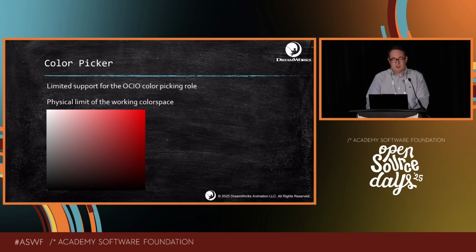Within OpenColorIO, there is the color picking role, and this also aided in the effort of restricting surface colors. However, not all DCCs support that color picking role. And in some cases, there needed to be a physical limit on colors that could be picked, and this could only be achieved by limiting the working color space. Another example of where the OCIO color picking role is beneficial is, for example, if you'd like to pick a color under a gamma transfer function instead of in a scene linear working color space.